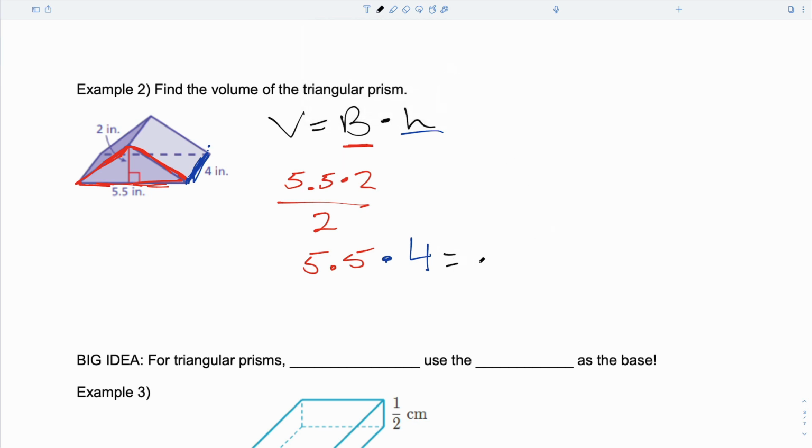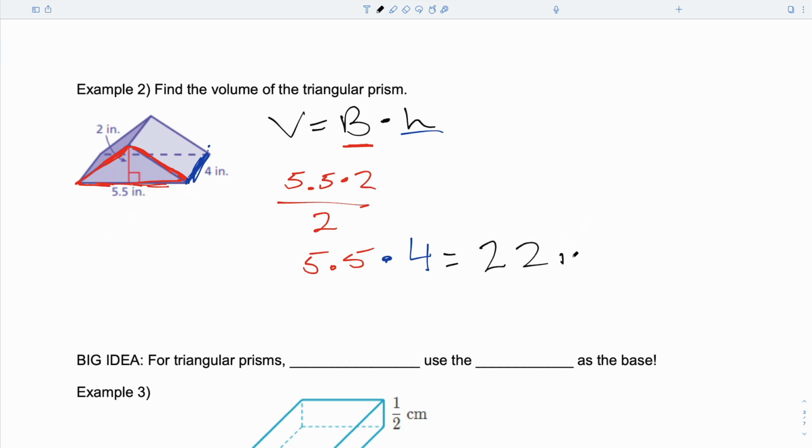Grant, what is it? I think you got it. 5.5 times 4? Did you just guess? I heard the answer, I think. I heard 23, but I think you're a little bit off. What's 5.5 times 4? Yeah, you were 1 off. I thought I heard 23.